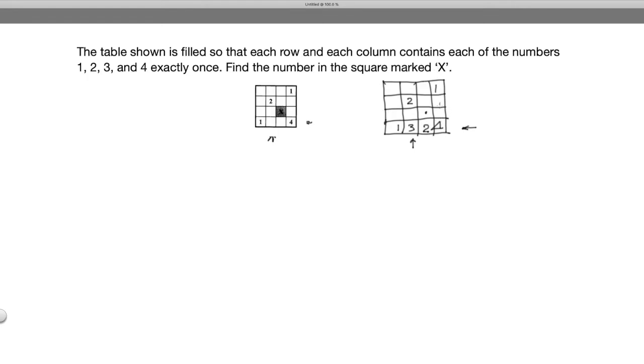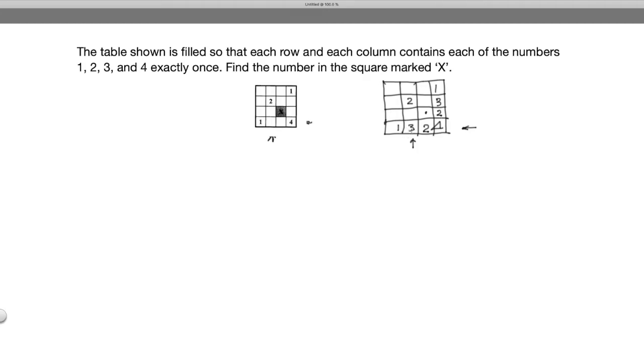Once I know this number is 3, this number is left with a 2. Similarly, if we look at this column, I have 1 and 4 here. This number cannot be 1 or 4, and cannot be 2 because 2 is already used. So this number only can be 3, and again, this only can be 2 now.